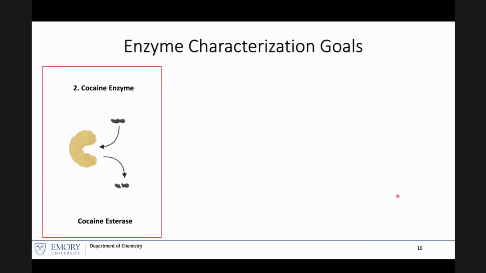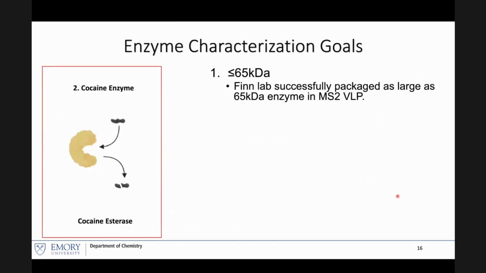And so we also had some enzyme requirements. I learned really quickly that cocaine esterase is very, very unstable. But one requirement we wanted was less than or equal to 65 kilodaltons. MG Finn's a great guy at Georgia Tech. The Finn lab has successfully packaged as large as a 65 kilodalton enzyme in the MS2 virus-like particle. And so we knew that they were capable of packaging at the most 65 kilodaltons. So we needed an esterase that was going to be less than or equal to 65 kilodaltons.